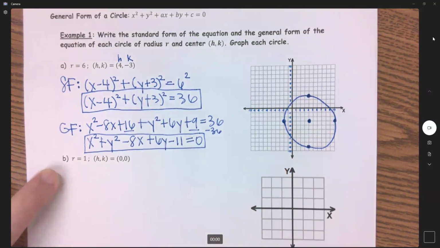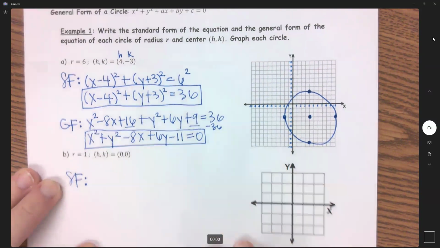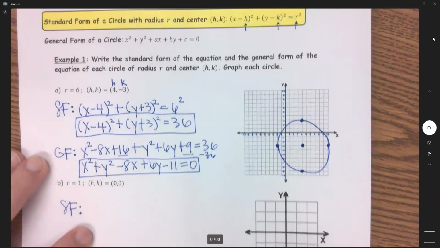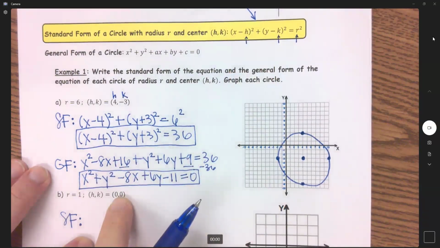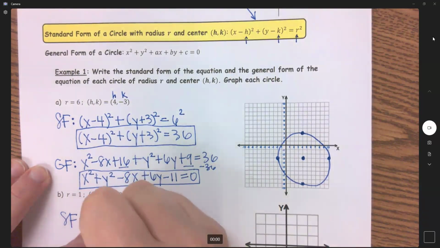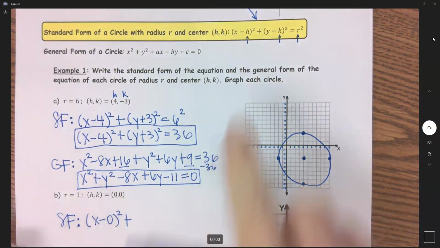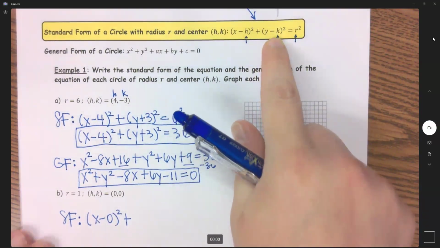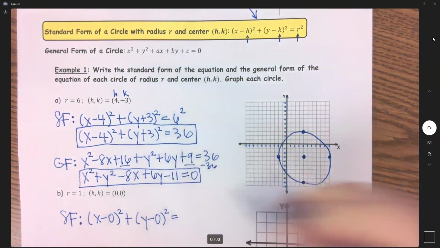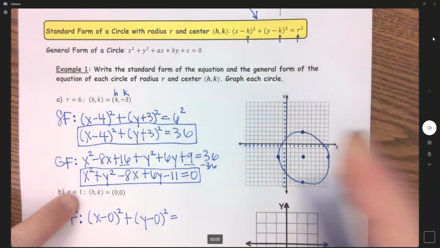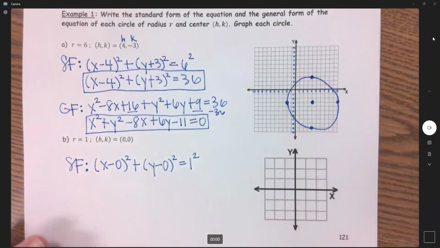Okay, so let's do this one more time on part B. We need standard form and general form. So standard form is where we start. My formula is x minus h. My h here is 0. So I have x minus 0 squared plus y minus k squared. My k is 0. So y minus 0 squared. And it equals your radius squared. And my radius is 1. So 1 squared. So this one we can clean up quite a bit.